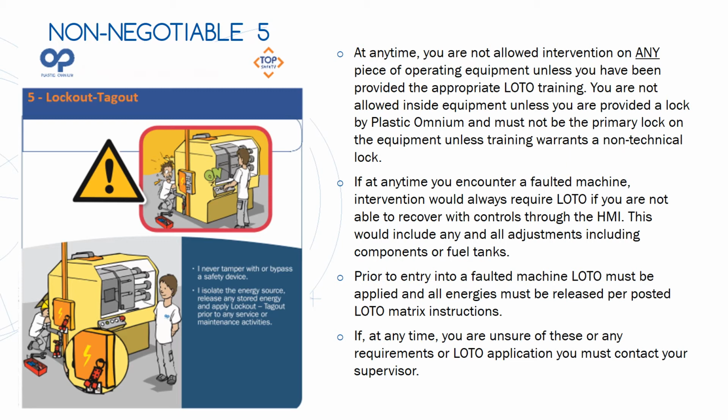Prior to entry into a faulted machine, lockout tagout must be applied and all energies must be released per posted lockout tagout matrix instructions. If you cannot release the pressure off the HMI, you are not allowed to go into the machine. This is for any and all activities. If at any time you are unsure of these or any requirements or lockout tagout application, you must contact your supervisor.